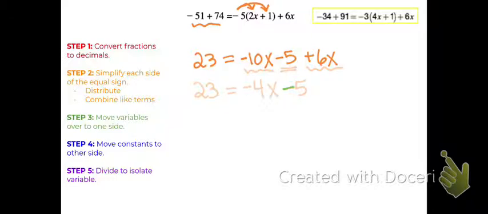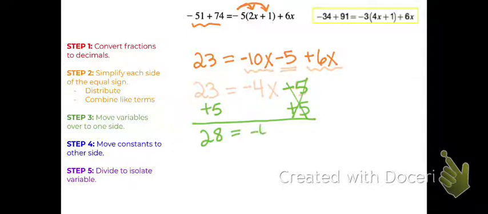So this minus 5, I'm going to move to the left side by doing the opposite, adding 5. Because that cancels out, and I'm just left with 28 equals negative 4x. And then you undo that multiplying here by dividing. Now when you are dividing by a negative number with an equation, when there's just an equal sign, you don't have to change anything. That's just with inequalities. So 28 divided by negative 4 is negative 7.